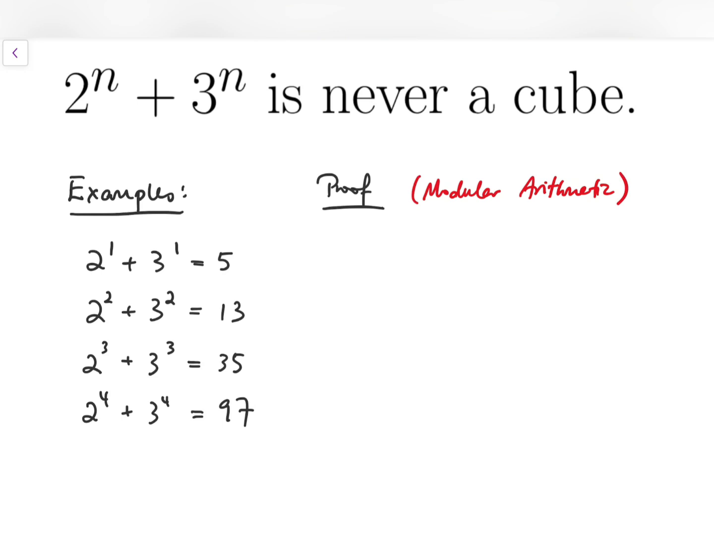Then according to the general rule of what remainders a perfect cube can have after dividing by p, we have to prove that for all, or at least for most cases, 2 to the power n plus 3 to the power n do not have those remainders after dividing by p. And this number I'm going to pick is 9.